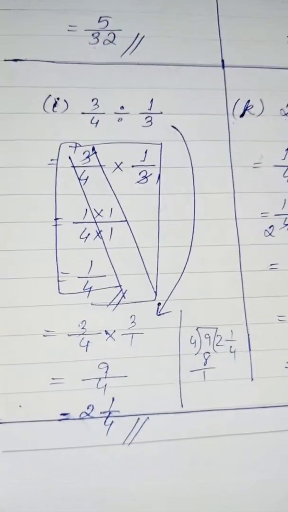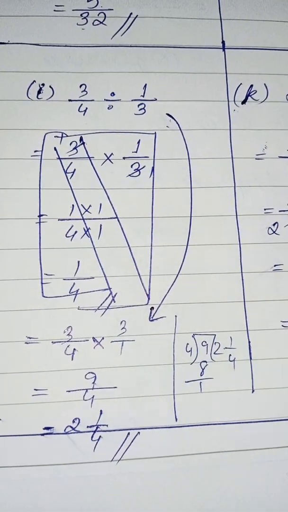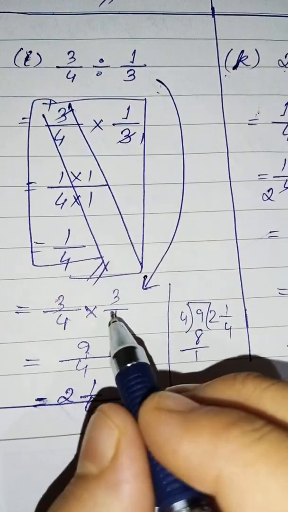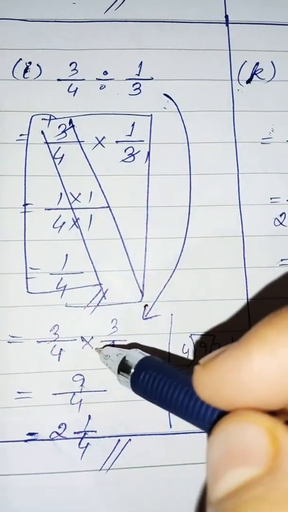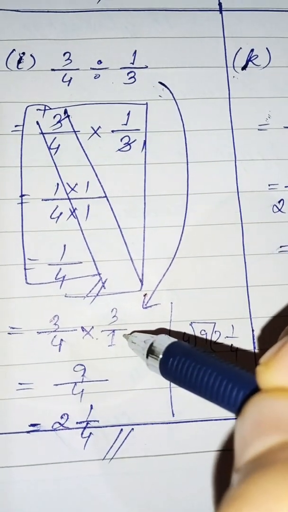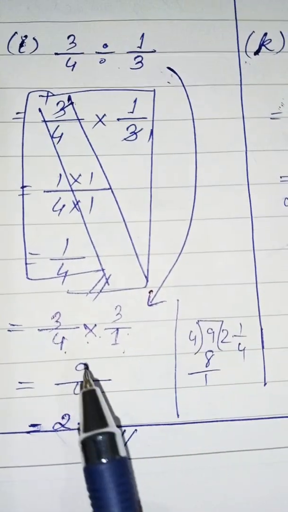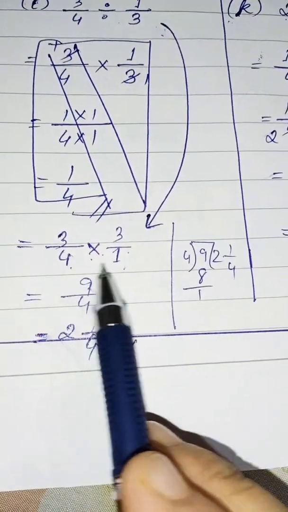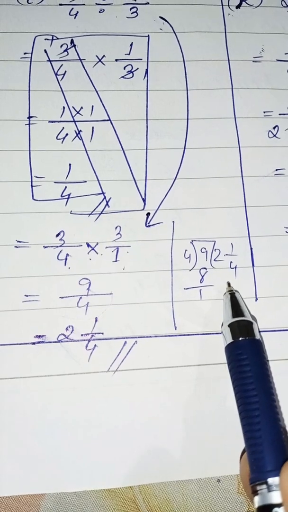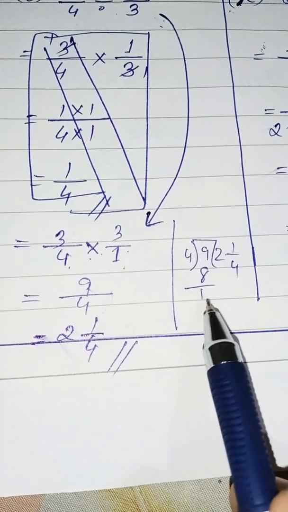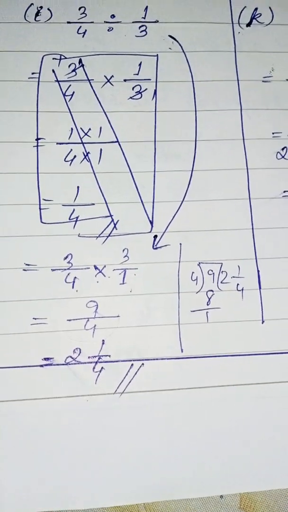Now we come to the part where we divide a fraction by a fraction. As I said, whatever it is, the procedure is the same. Everywhere you change the division to multiplication and the second number gets reciprocated. So 3 by 4 into 1 by 3 becomes 3 by 1. So 3 into 3 is 9, 4 into 1 is 4. As it is an improper fraction, I have converted it to a mixed fraction. 4 2s are 8, remainder 1. So the remainder goes here, this comes here, 2 and 1 by 4.